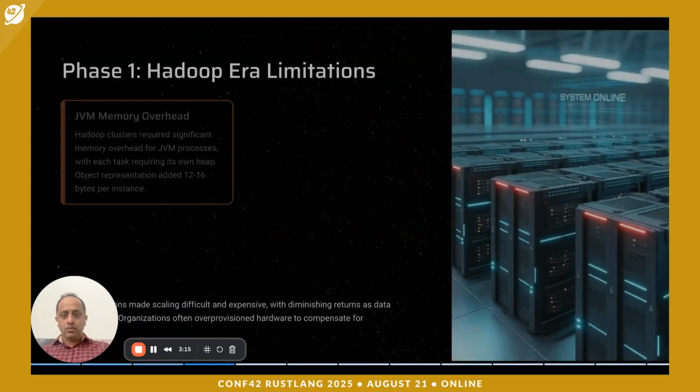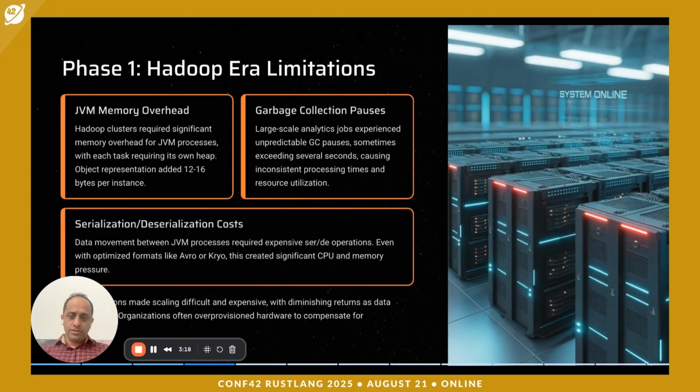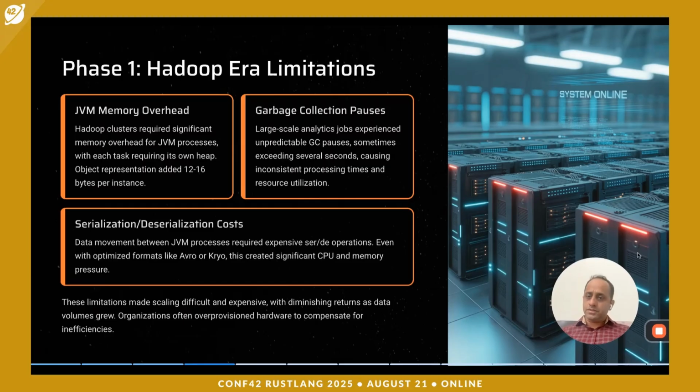So let's see what the phase one limitations were. First is JVM-based tasks. Hadoop was primarily used to have map tasks and reduce tasks, and it was basically JVM-based execution. So each task needed its own heap space, and the object representations added 12 to 16 bytes per instance. And as you scale, it used to create many map and many reduce tasks.